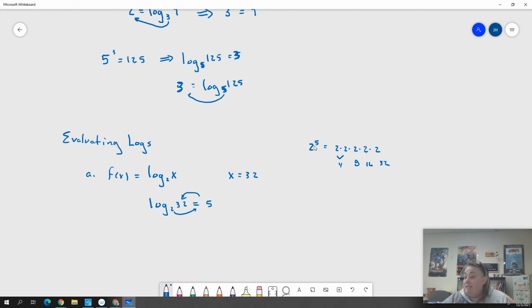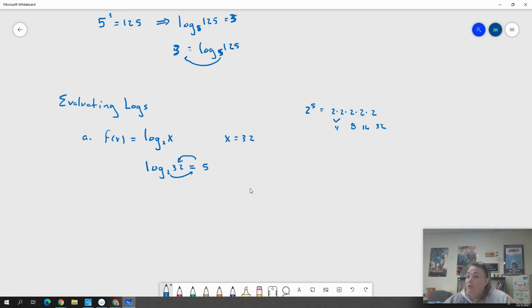And that's ultimately the question that we're asking, right? We're saying, 2 to what power equals 32? We don't know, we have to guess. Do we have to guess? Not really. We know what it is, right? It's to the 5th power.